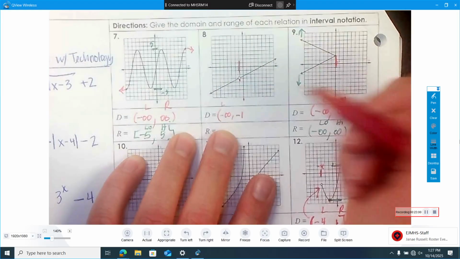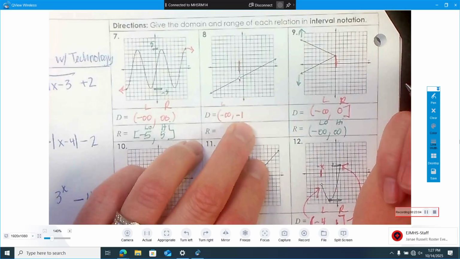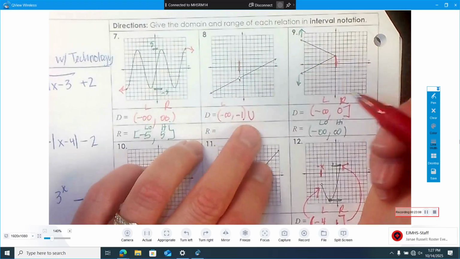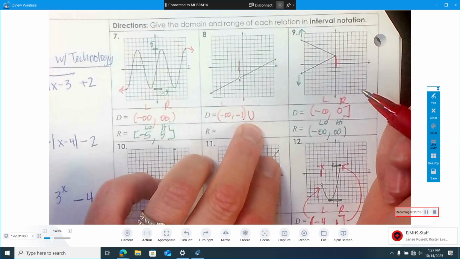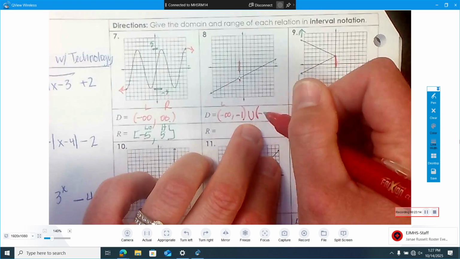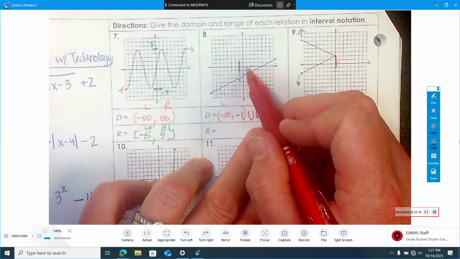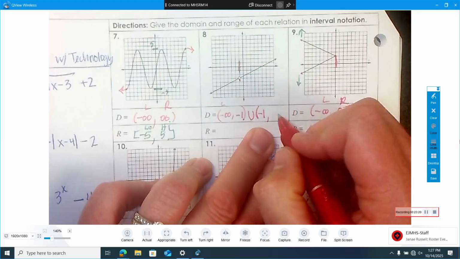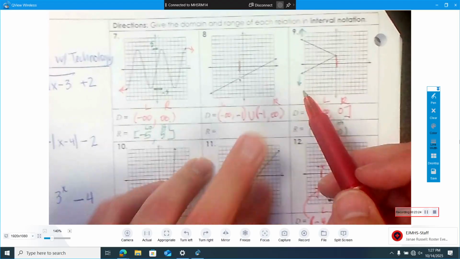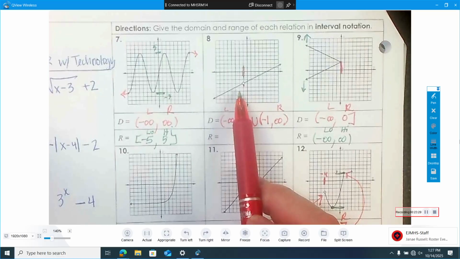All right, so at -infinity we have a parenthesis. What do we have at -1? Parenthesis. Now we can pick up, so we're going to union. We're going to pick up on the other side. So on the other side of -1, which again just a parenthesis -1. So picking up on the other side, how far to the right do we go? Infinity. Okay, so this was how far to the left and how far to the right we go, except we got an interrupter. We got a hole in the graph.